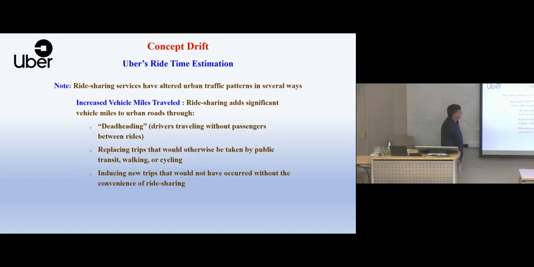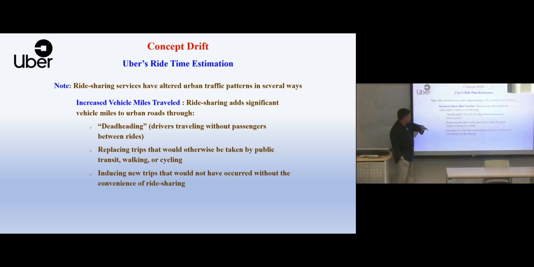Notice what it did: increased vehicle miles traveled, added significant vehicle miles, deadheading, drivers trying to get to their passengers, replacing trips that would be taken by public transit. This is really interesting here because public transit, if you're going to look at autonomous vehicles, which Uber's desperate to do, I get a lot of people thinking, well, it'll really help public transit because we'll have autonomous buses. No, we won't. If you had an autonomous car coming to your house that you ordered up on your phone, why would you take an autonomous bus? It's going to be dirt cheap to take the autonomous car. My guess is public transit will get wiped out.